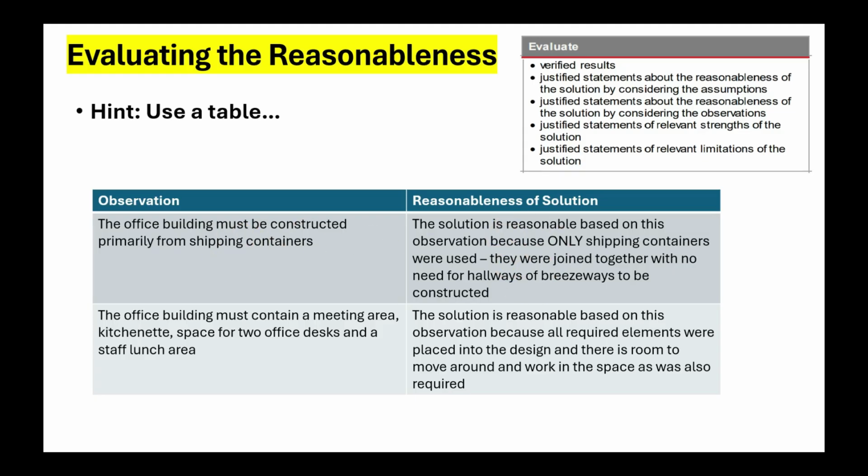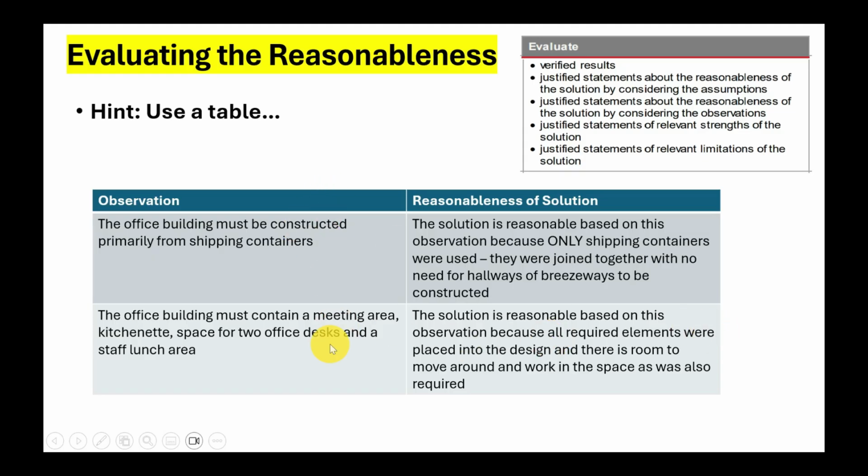I used shipping containers. Okay, this one, the office building must contain a meeting area, kitchenette, space for 2 office desks and a staff lunch area. That's your observation originally used. Here it is here. The solution is reasonable based on this observation because all required elements were placed into the design and there is room to move around and work in the space as was also required. So my solution is reasonable. I didn't miss any of these things. So that's what you want.